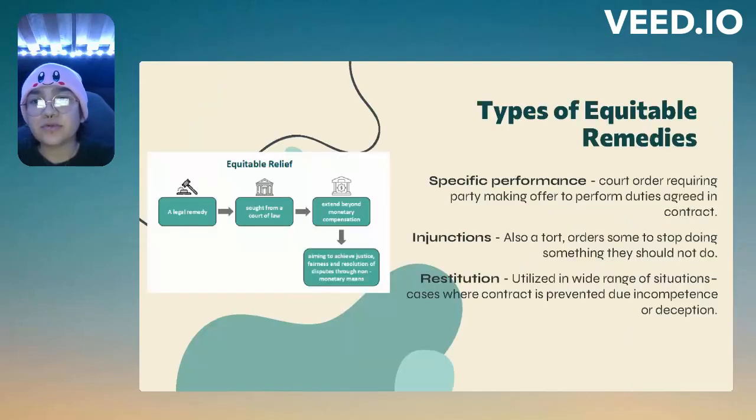So the examples or the types of equitable relief are one of the many that I could find, but these are the most common ones. Specific performance is a court order requiring the party that made the offer to perform the duties that were agreed to in the contract. Specific performance is a substitute to damages that the court may grant at its discretion, subject to a variety of conditions.